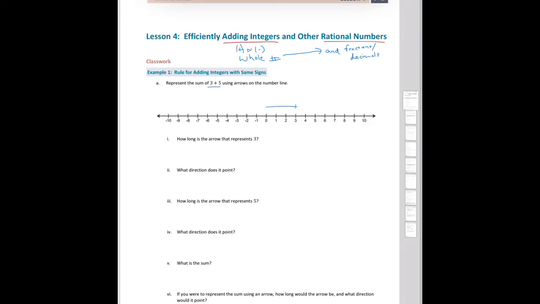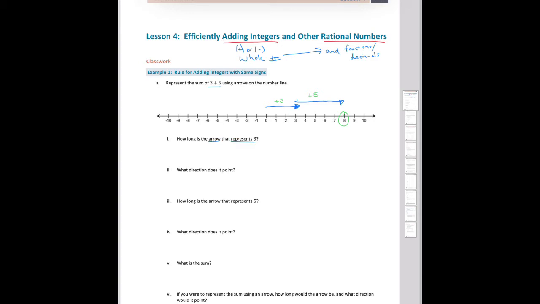I would start by representing 3 with an arrow that is 3 units long to the right. It's to the right because it's positive. Since I'm adding 5, I'm going to start at the 3 because that's where I'm currently at, and I'm going to go 5 units to the right. Again, that is positive. So that's plus 3 and plus 5, and my answer becomes 8. I know you already know this.